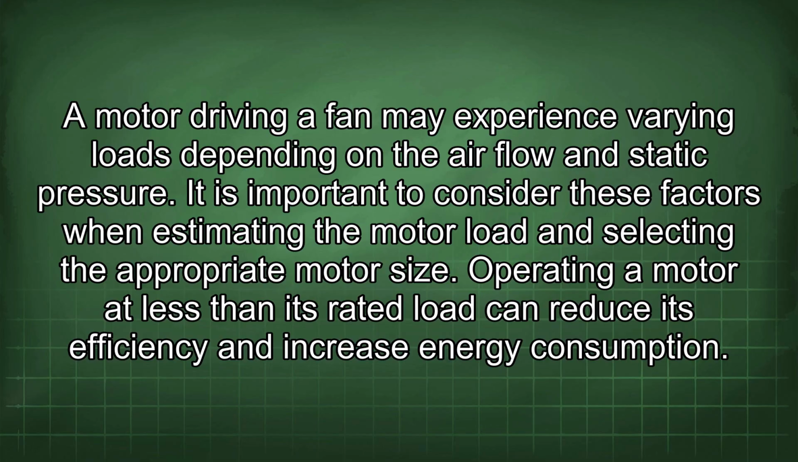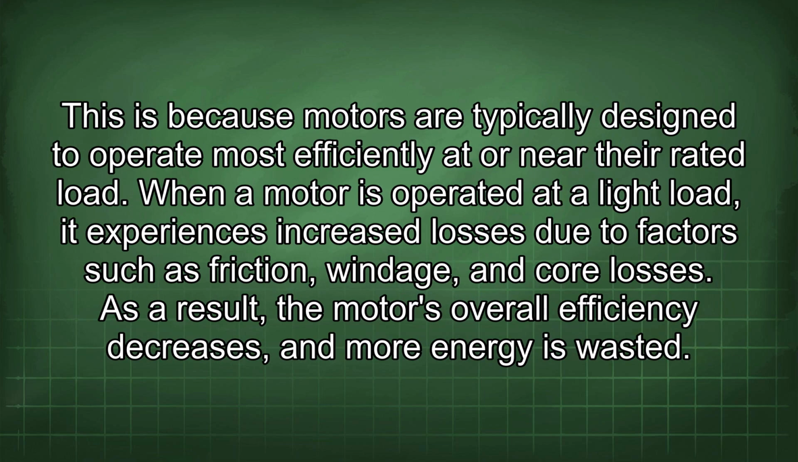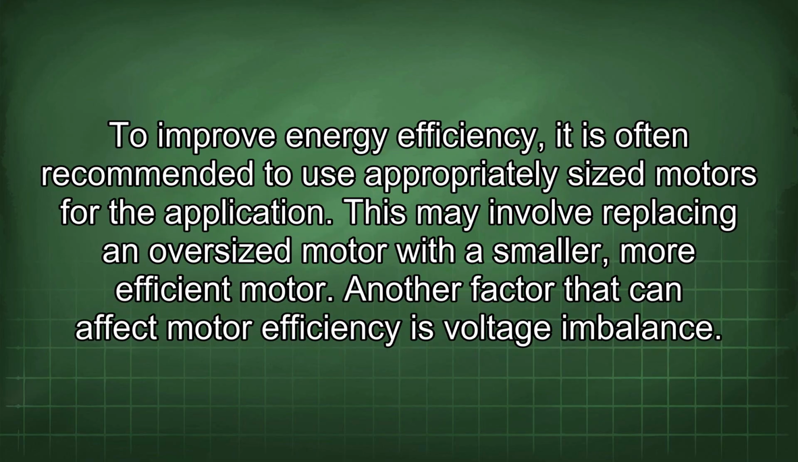Operating a motor at less than its rated load can reduce its efficiency and increase energy consumption. This is because motors are typically designed to operate most efficiently at or near their rated load. When a motor is operated at a light load, it experiences increased losses due to factors such as friction, windage, and core losses. As a result, the motor's overall efficiency decreases and more energy is wasted. To improve energy efficiency, it is often recommended to use appropriately sized motors for the application. This may involve replacing an oversized motor with a smaller, more efficient motor.